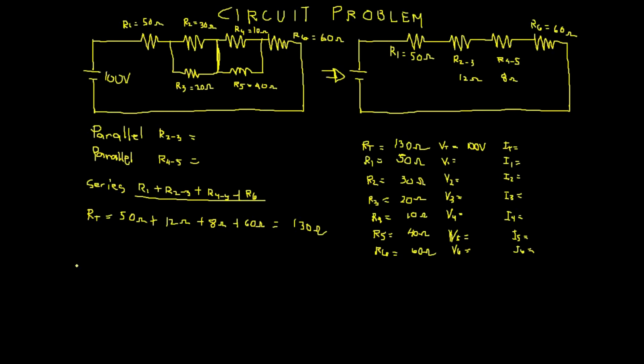So, makukompute na natin ngayon yung total current. Total current is equal to total voltage divided by total resistance. So, ang total voltage natin ay 100 volts divided by total resistance natin na 130 ohms. So, ang total current natin is 0.77 ampere. Okay. So, meron na tayong total current na 0.77 ampere.